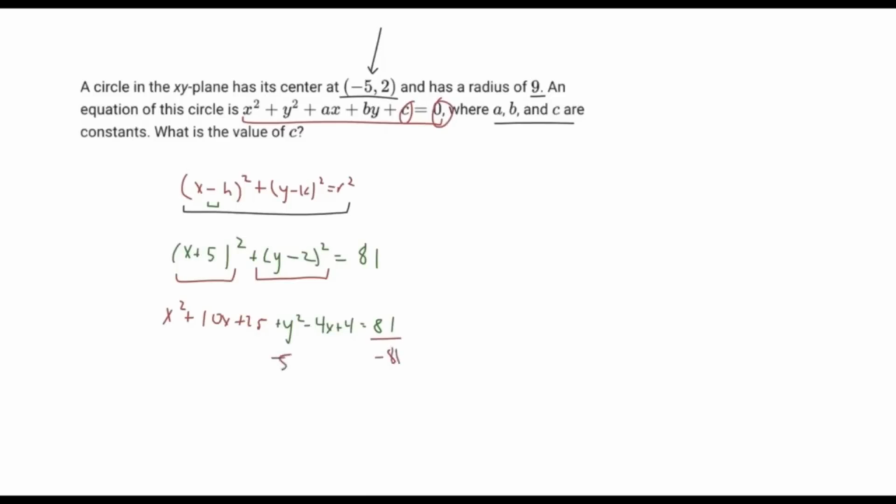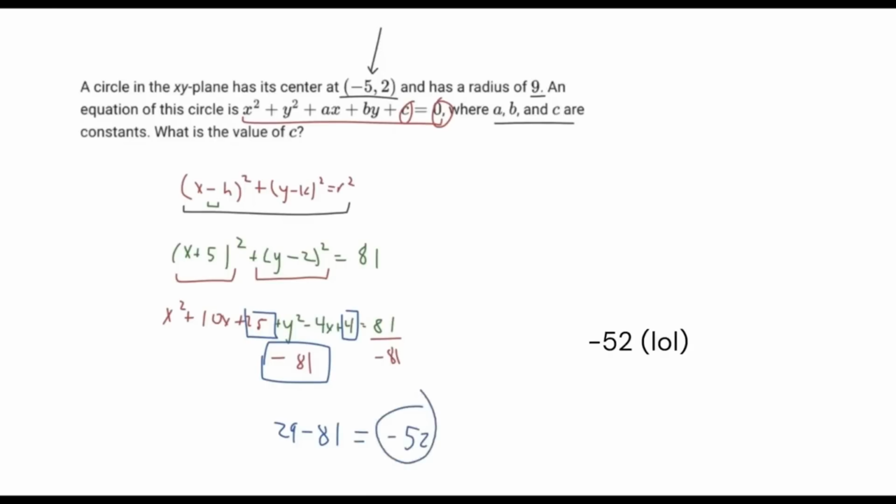And then once we subtract 81 on both sides, we just want to combine like terms, right? We have a positive 25 here, a positive 4 here, and then a negative 81 here. So here we just have 29 minus 81. And 29 minus 81 will give us a value of negative 52. And therefore we can determine that the value of C here is just going to be negative 52.